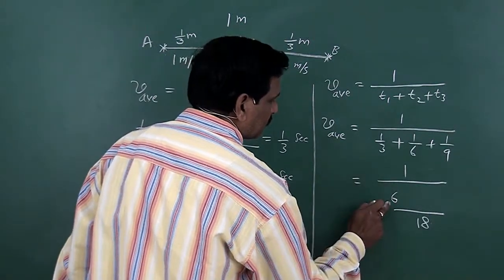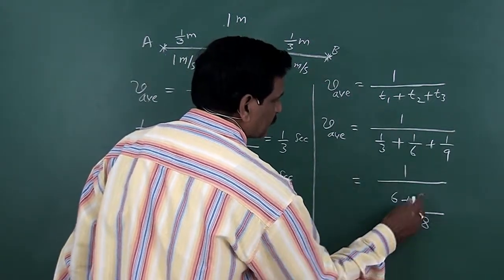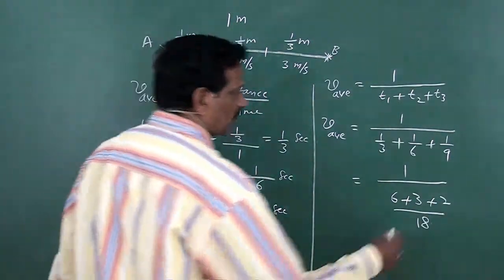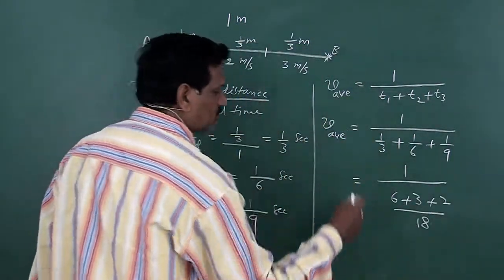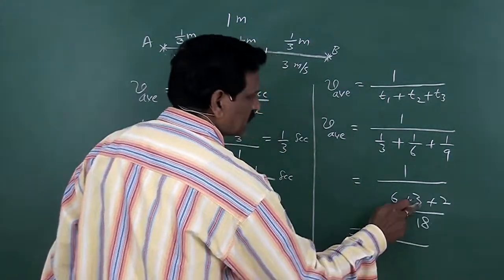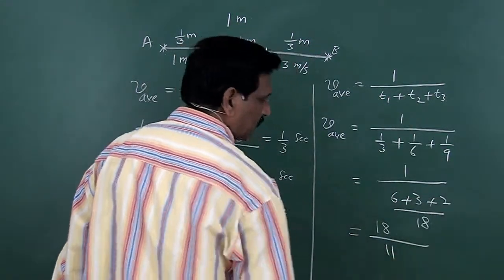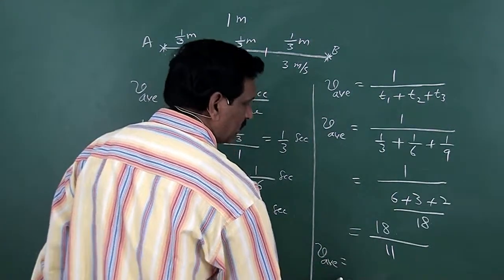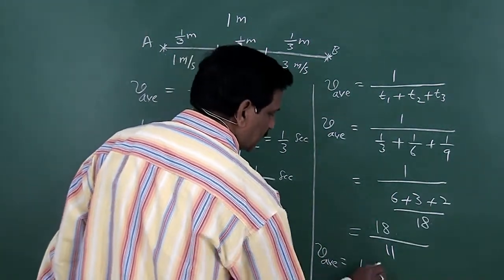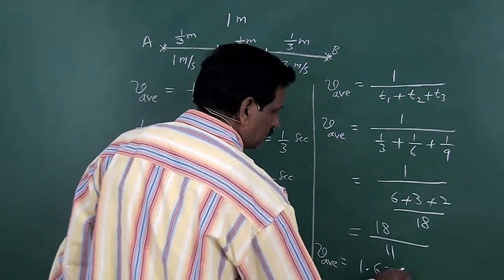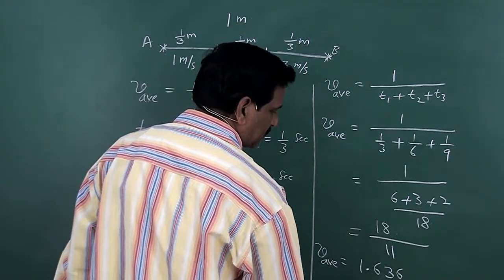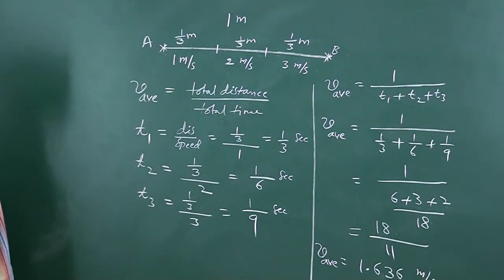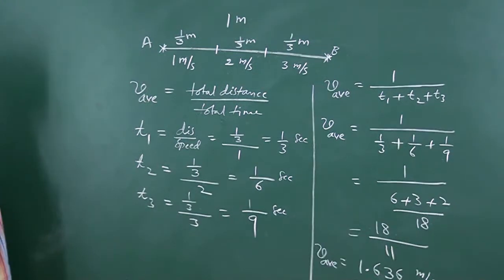Hence here you get 6, plus 6 3s, so this is 3, plus 9 2s, this is 2. Then this 18 goes to numerator, 18 by 6 plus 3 plus 2. This is 11. So 18 by 11. Hence V average is equal to 18 by 11, which is approximately 1.636 meter per second. So this is the average speed in this case.